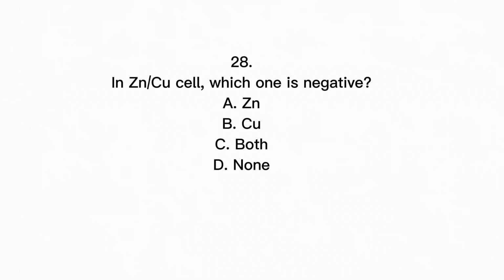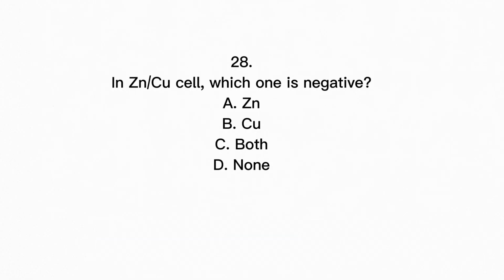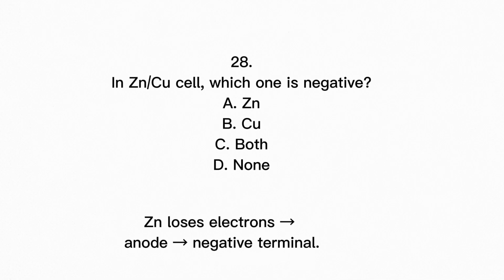Question 28. In zinc and copper cells, which one is negative? A. Zinc, B. Copper, C. Both, D. None. Let's look at this definition. In galvanic cells, the anode is negative, where oxidation occurs, and the cathode is positive, where reduction occurs. The answer is A, because zinc loses electrons at the anode, giving a negative terminal.